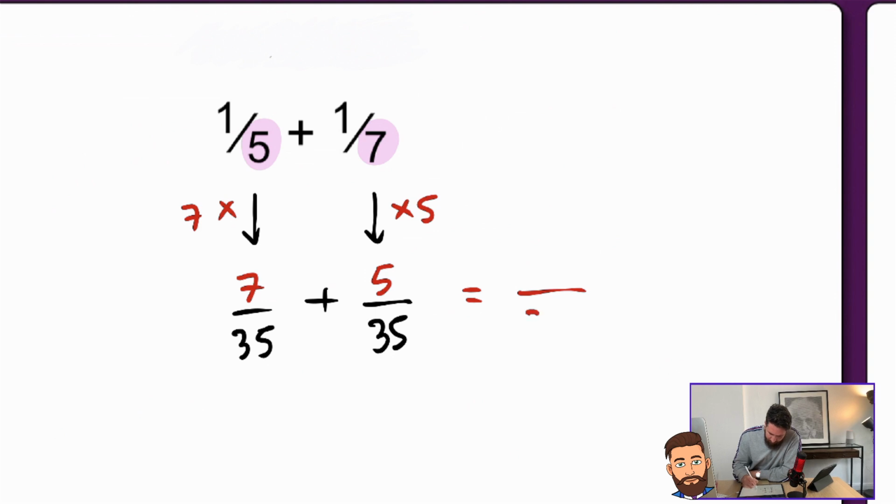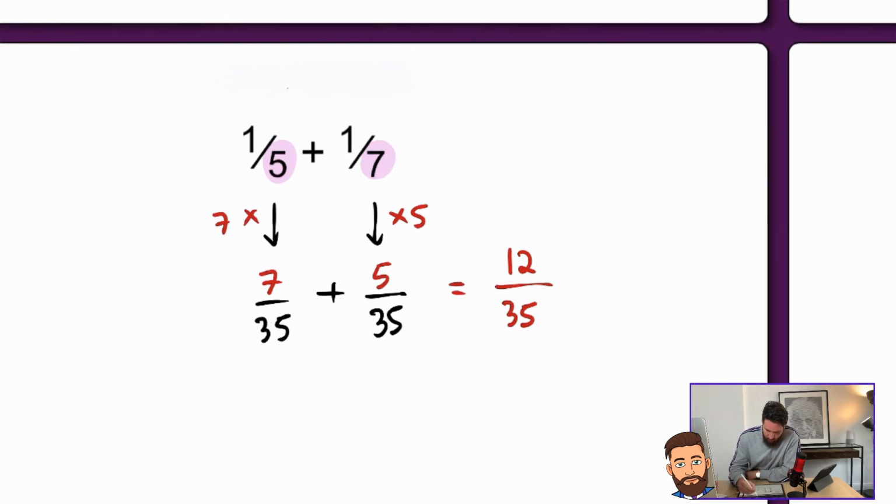We are going to keep the denominator exactly the same, which is 35, and we can add the tops, which will give you 12. You should always try and simplify fractions, see if a number goes into both the top and the bottom. Here, we can't have any number that goes into 12 and 35, so this would be our final answer.